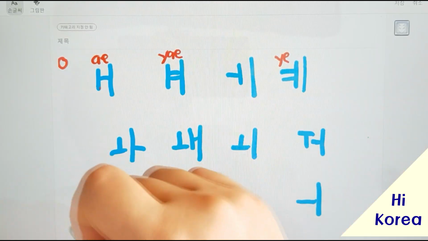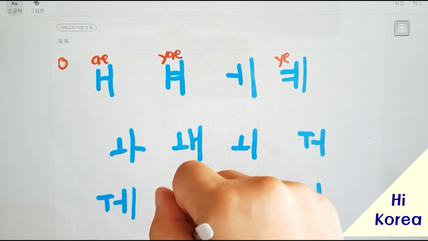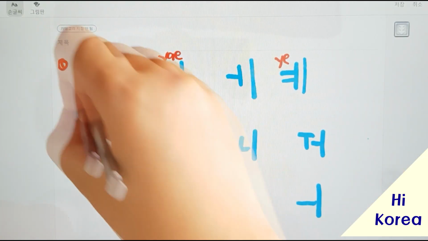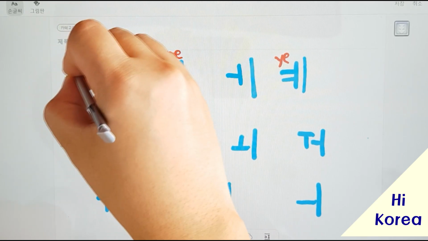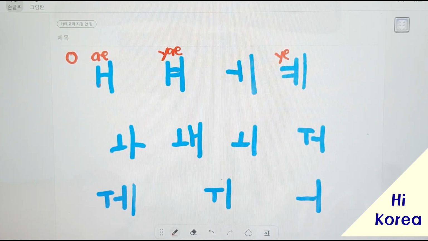So, okay, next example, ieung. So, this will become e because this is no sound.